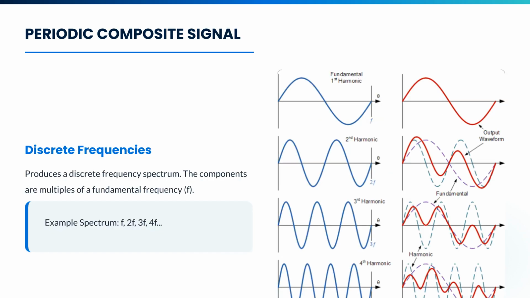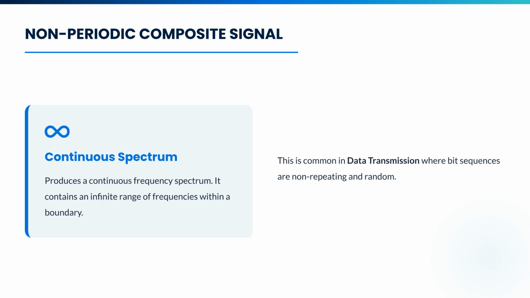A periodic composite signal produces a discrete frequency spectrum. The component frequencies are discrete multiples of a fundamental frequency, such as f, 2f, 3f, and so on. A non-periodic composite signal produces a continuous frequency spectrum. It contains an infinite range of frequencies within a boundary. This type of signal is common in data transmission, where bit sequences are non-repeating.